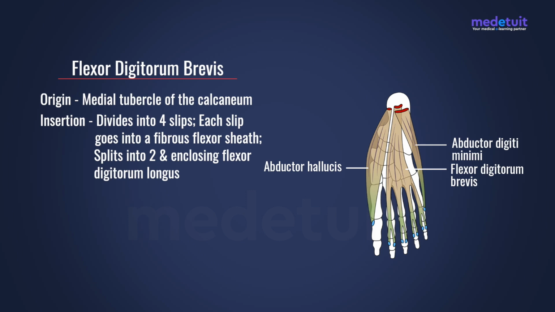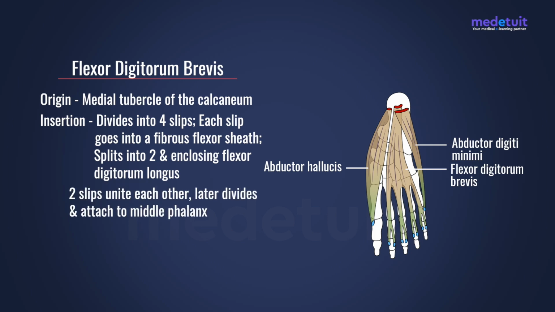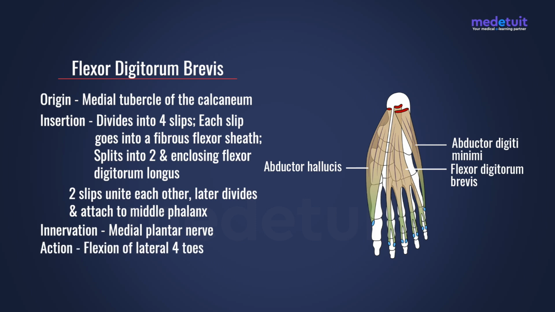After enclosing this tendon, these 2 slips unite with each other, later divide and get attached to the middle phalanx. It is innervated by the medial plantar nerve. Whenever this acts, it helps in flexion of the lateral 4 toes.